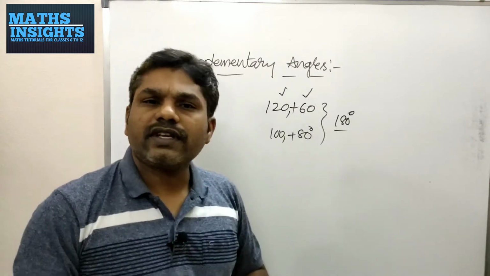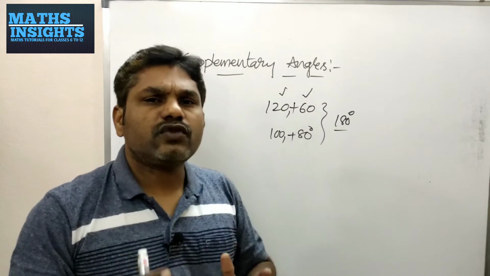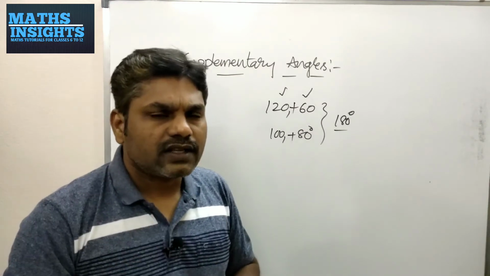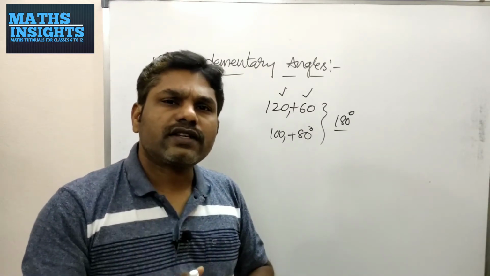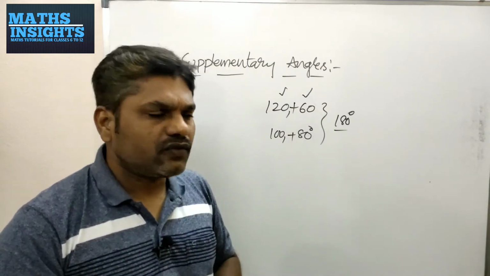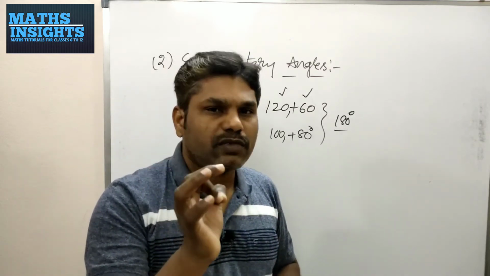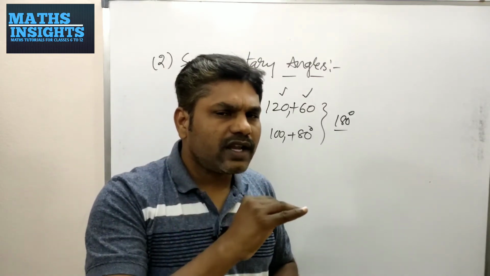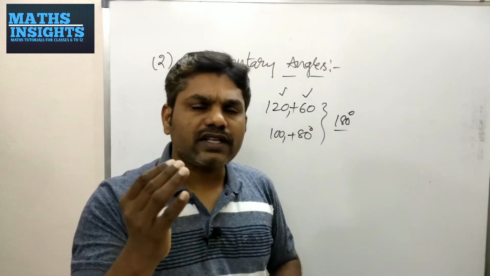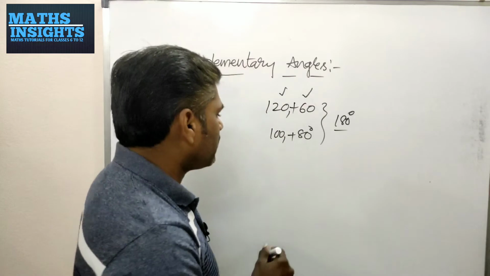So again I will say in simple words that if the sum of any two angles is 180 degrees, then those two angles are said to be supplementary angles. But students are confusing which are complementary and which are supplementary. Complementary angles sum to 90 or 180? So I am saying one trick to remember that.